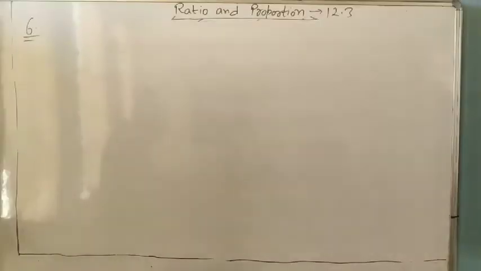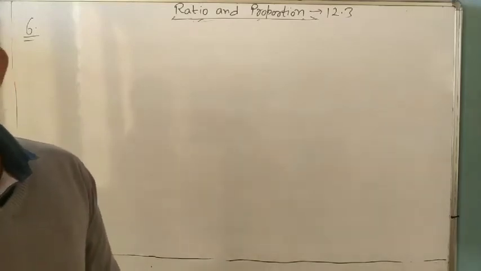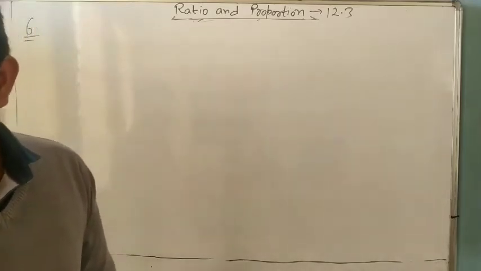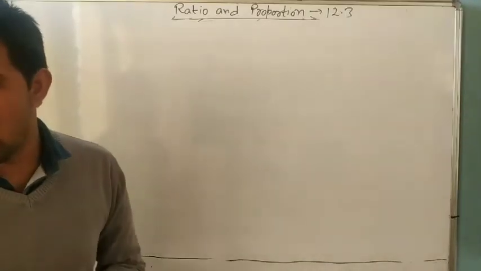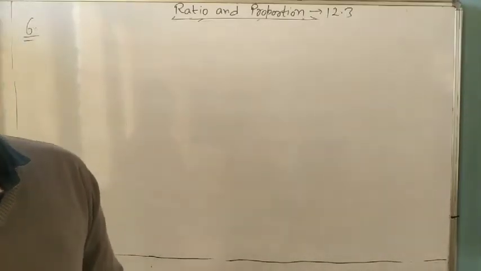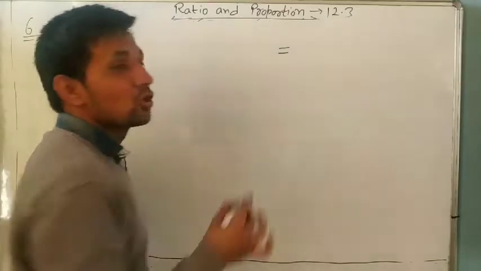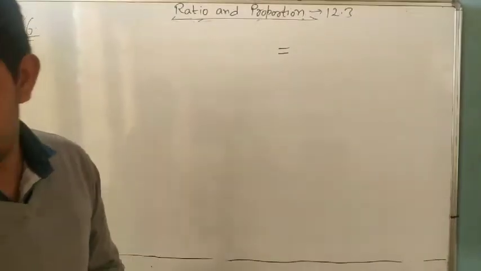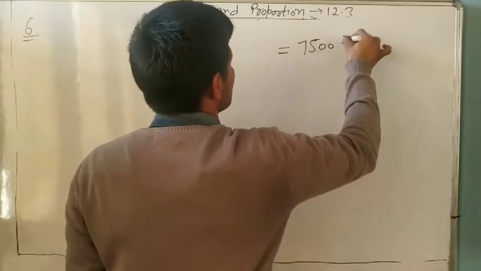Saina pays 7,500 as rent for 3 months, and we have to find how much she pays for a whole year. So how much? How much rupees? So rupees we will write after the equal sign. So how much rupees is she paying?